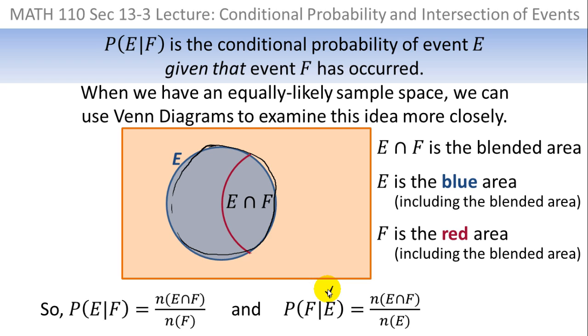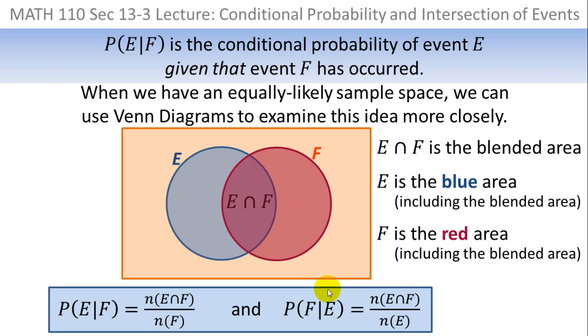I hope you can see how the Venn diagrams make it pretty clear why this works the way it does. To summarize, the probability of E given F is the number of elements in the intersection of E and F divided by the number of elements in F, and it reverses itself when you're doing the probability of F given E. That's still the number of elements in the intersection of E and F, but it's divided by the number of elements in E. So again, the denominator always draws from the given-that set.